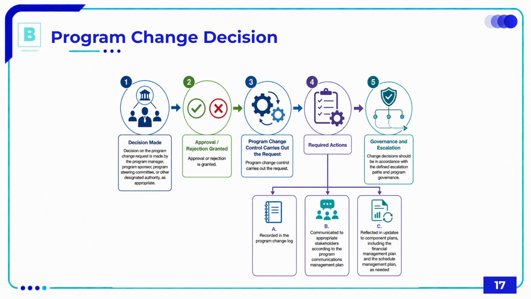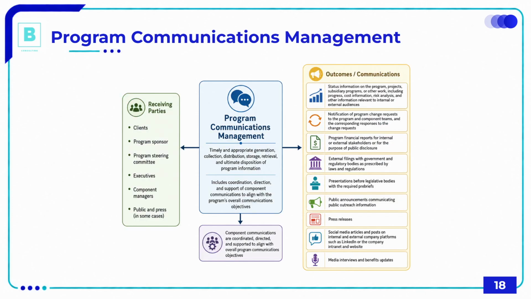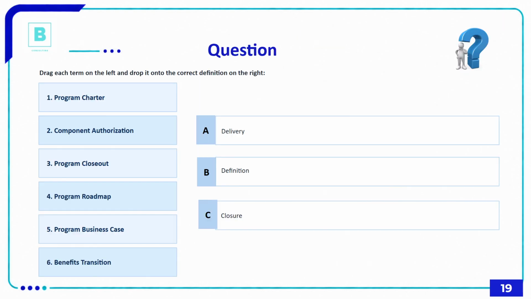Who has the authority to approve what type of change? What kind of changes can the program manager approve, what kind of changes can the program steering committee approve, and what kind of changes should the sponsor approve? We also talked about program communications management: what are the different types of communications? That was very important. With whom to communicate, and how often to communicate.